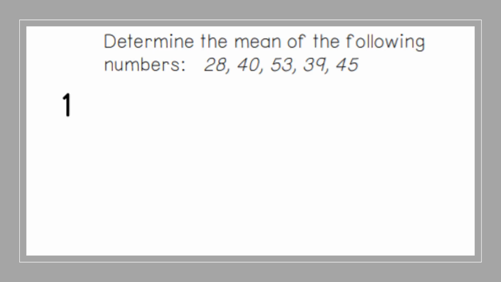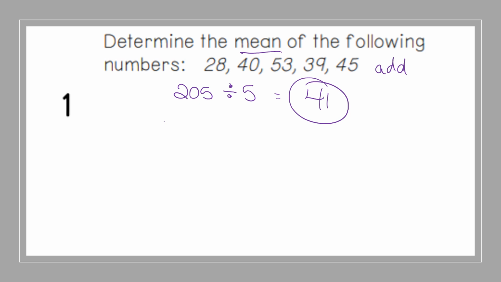Number 1 says determine the mean of the following numbers. Mean is the same as the average, so we want to add all the numbers together. And so when you do that, you end up with a value of 205, and you want to divide by the number of values in the grouping, which is 5, and so your answer for the mean would be 41.